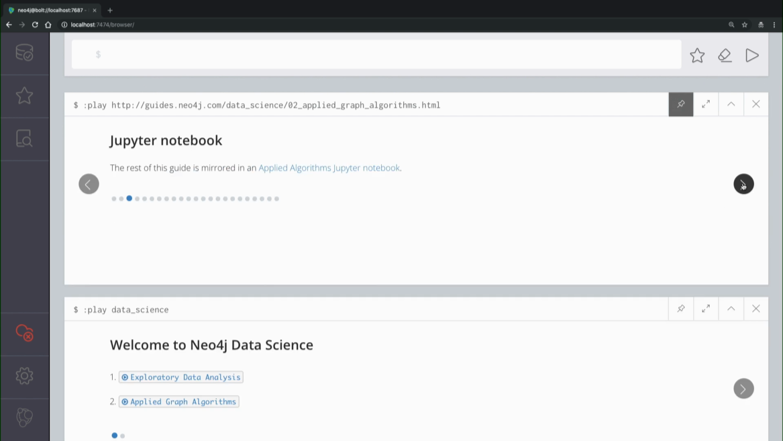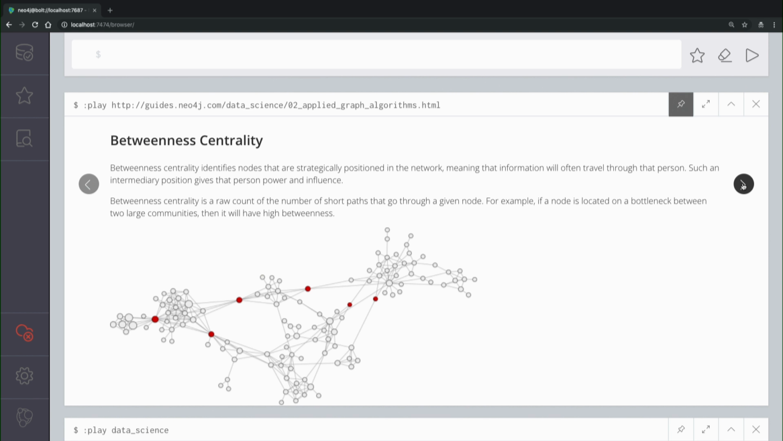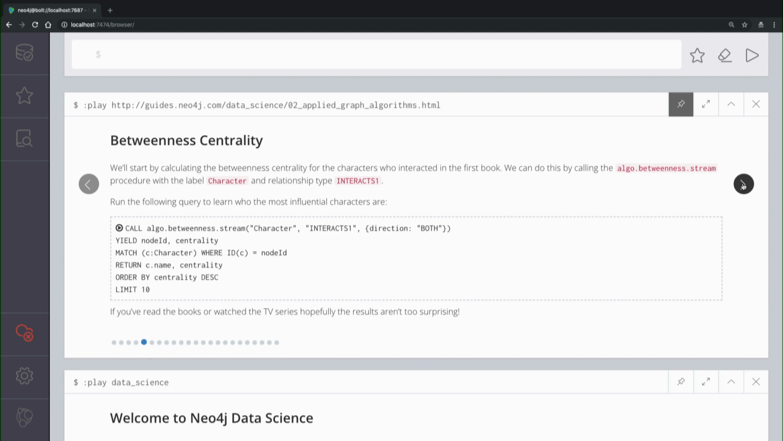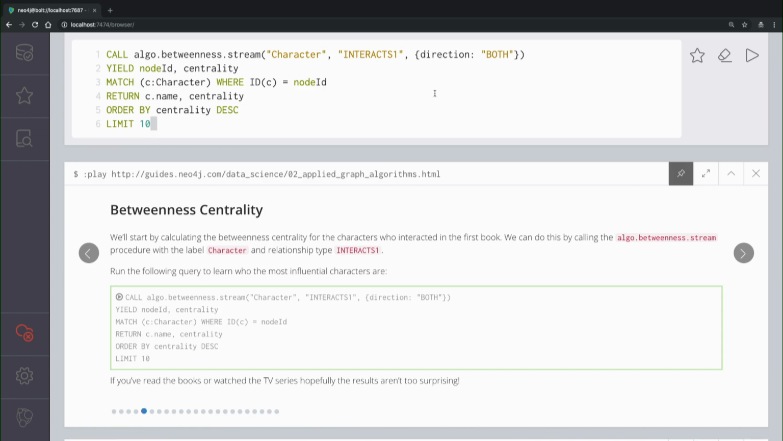So just a basic overview. We're going to skip on to our betweenness centrality. Now remember I talked about how this looks at the bridges. What are the nodes that are the bridges between different clusters? So what we're first going to do is look at betweenness centrality for characters.